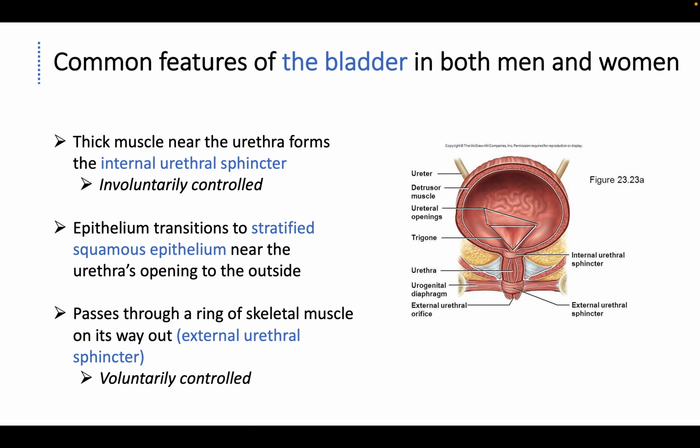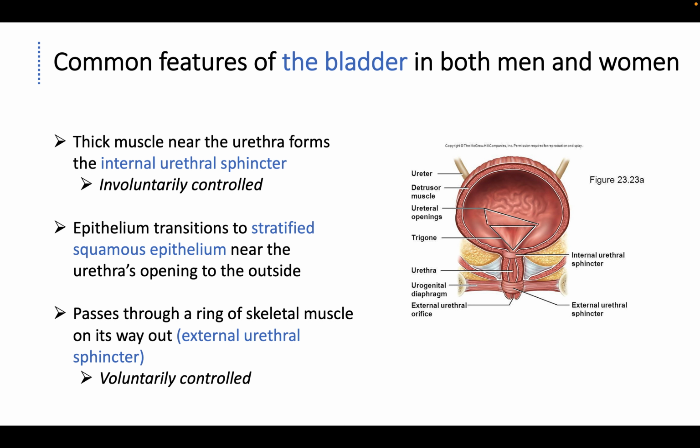So we do not have control over the contraction or relaxation of this internal urethral sphincter, right? Whenever we go to void, when we go to urinate, involuntarily this internal urethral sphincter will relax. That will then allow urine to leave the bladder and enter into the urethra until it encounters the next sphincter, which is known as the external urethral sphincter, right?